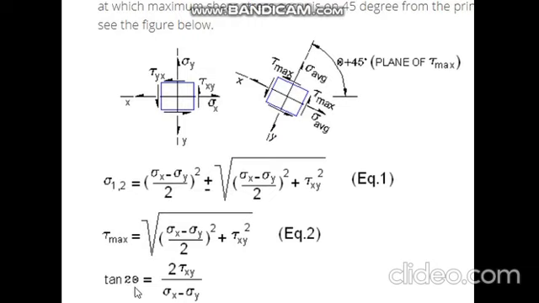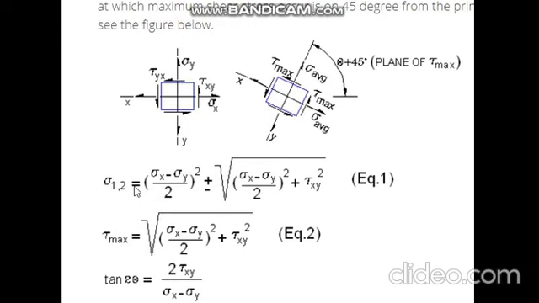And this gives the formula with theta: tan theta is 2 tau xy divided by sigma x minus sigma y. See, what is this theta? Theta is the angle of the principal stress, the angle that the principal stress makes with the x-axis. Okay, now there are three principal planes, I said.